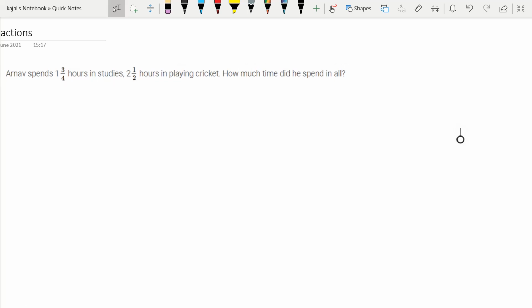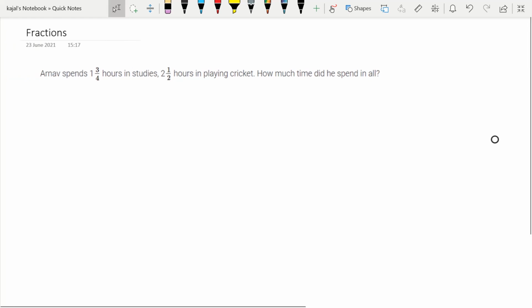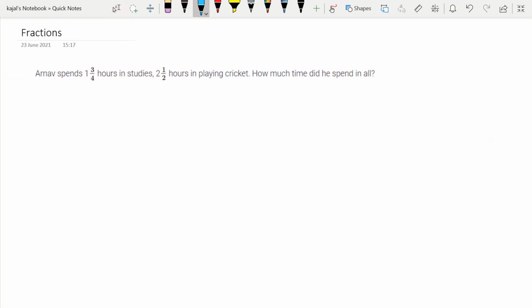Myself Dr. Kajal Rai, and today we are going to solve the fractions problem which is given in the question. Here it is given that Arnav spent 1 and 3 by 4 hours in studies and 2 and 1 by 2 hours in playing cricket. Then how much time did he spend in all? So we have to calculate the total time.